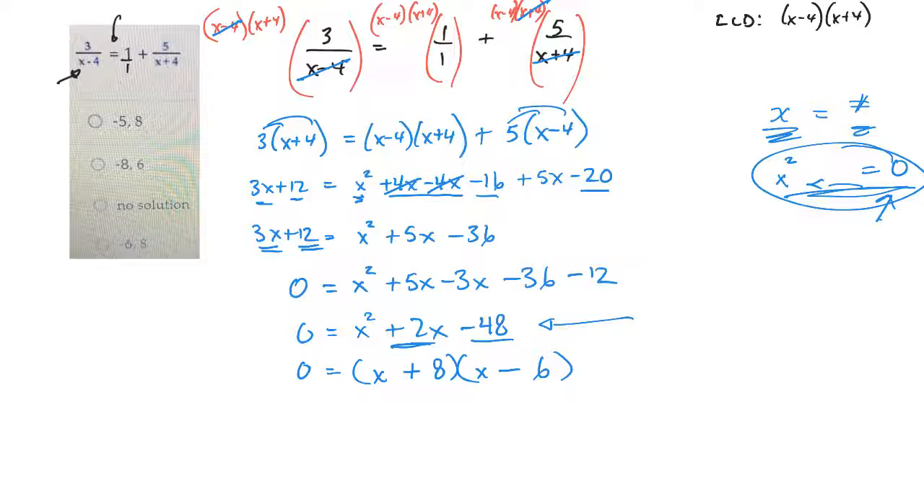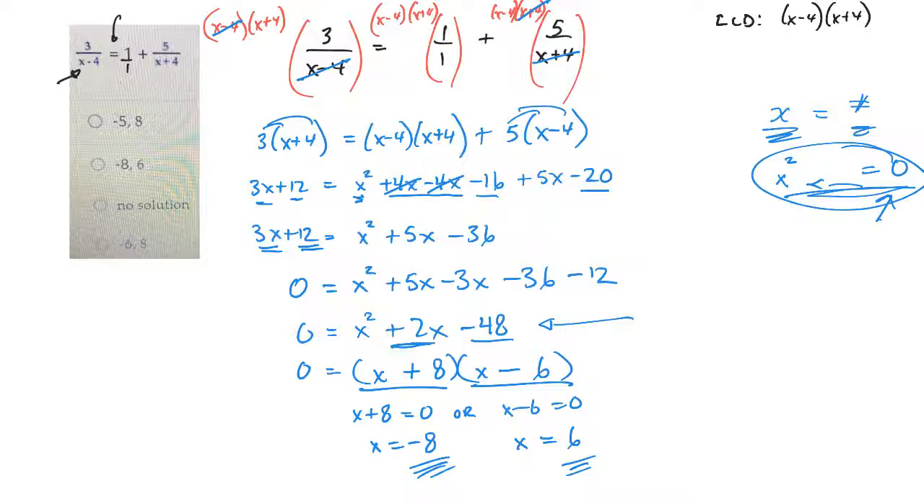Okay, so once I've factored it, now I can use the 0 property. So either this is equal to 0 or that's equal to 0. And I like to write them out. So either x plus 8 is 0 or x minus 6 is 0. And on this side, I'll subtract 8 on both sides. And on this one, I'll add 6 to both sides. So my answer, I would say, is minus 8 and a 6.